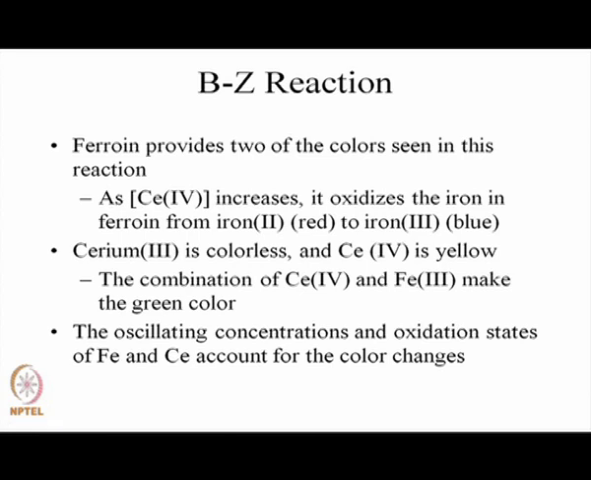Here the oscillating concentration of the deciding factor is bromide, and the various oxidation states, one is iron 2, iron 3, another is ferroceric. Then the various oxidation states of bromine also. These are responsible for switching of color from one to another.